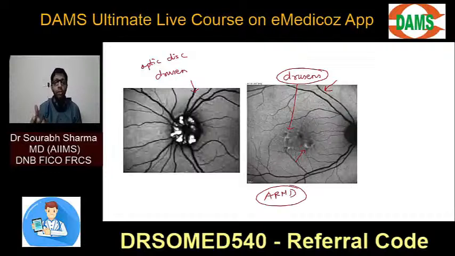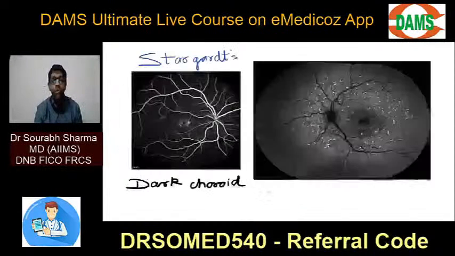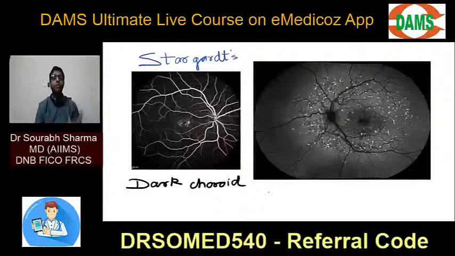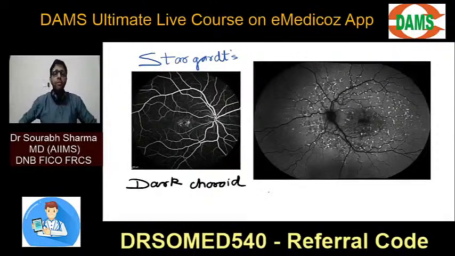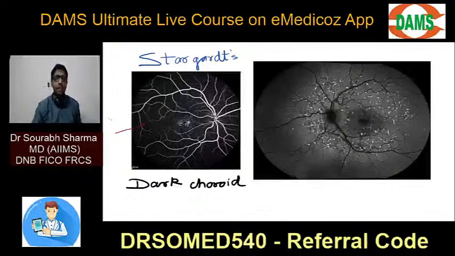The other deposition was lipofuscin. Now let me give you an example of lipofuscin. Stargardt's. It is a dystrophy of the retina. I'm not going to detail. See which one is angiography, which one is autofluorescence. See this picture. This is the right retina. This is angiography. Now you can appreciate this.